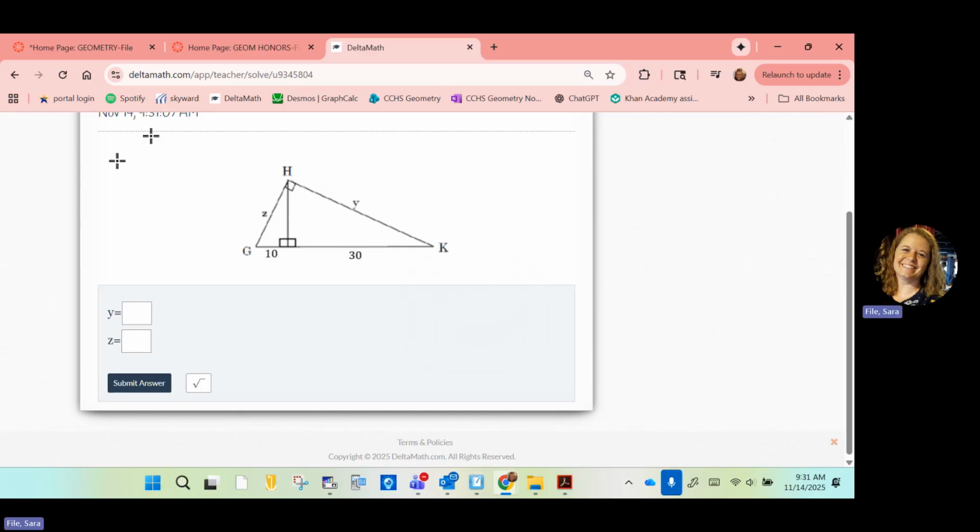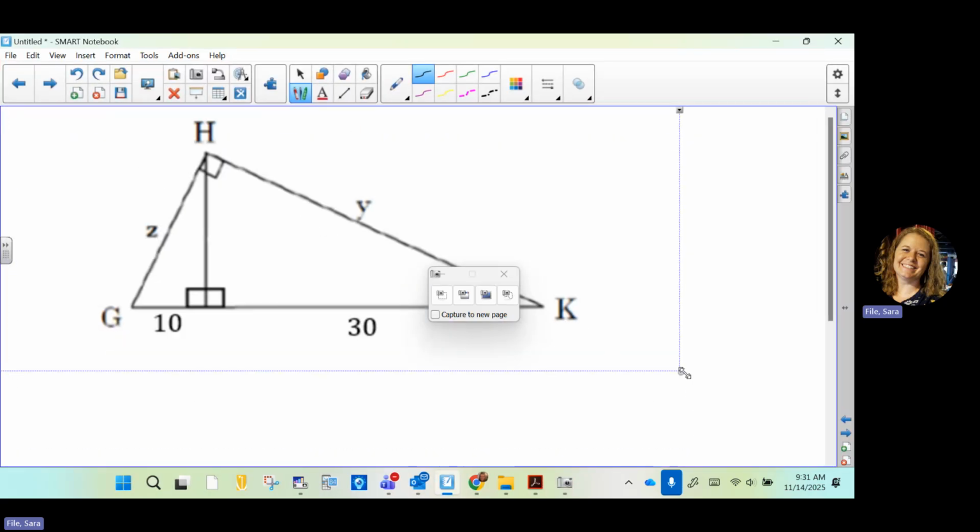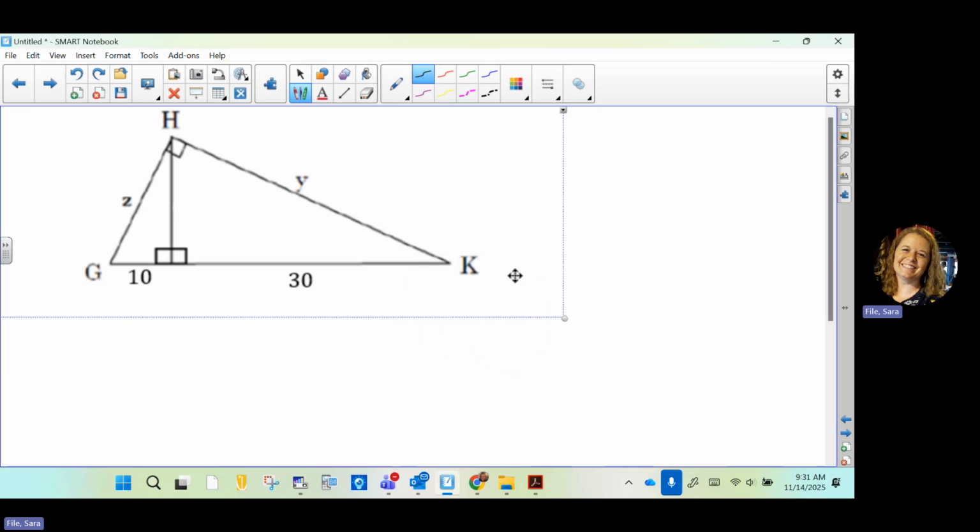You are not going to be given the formulas for geometric mean. Those are the only formulas that you need for the whole test, so you should be able to learn those formulas. I'm going to write them out here. So these are sides of the original big triangle, right? They're the legs of GHK that we're looking for.